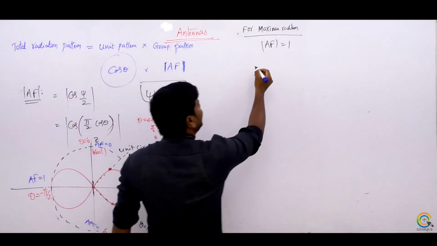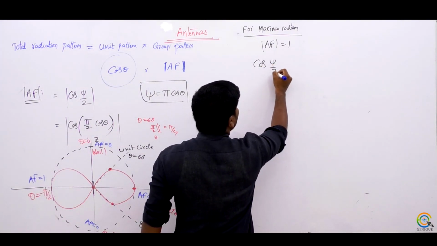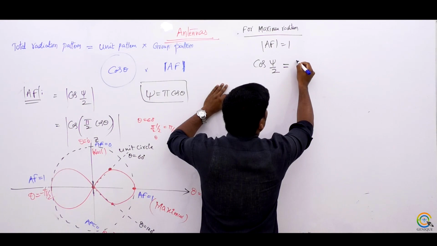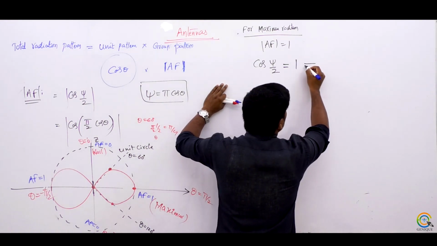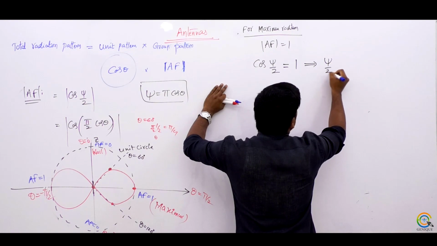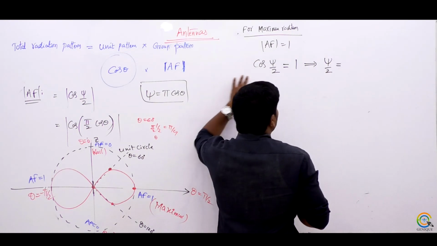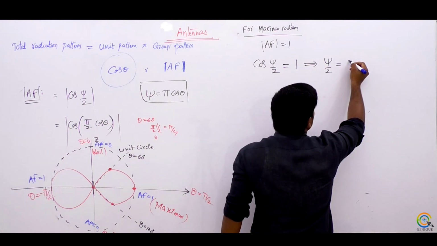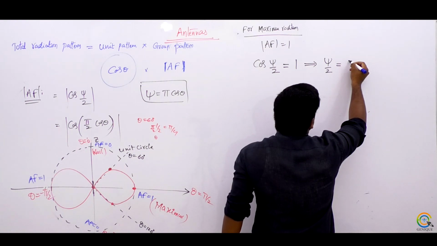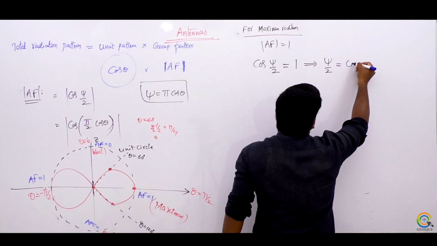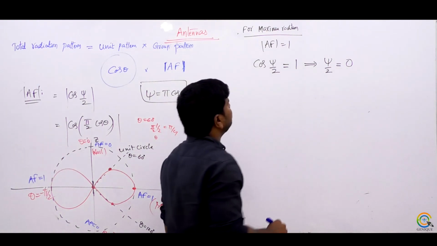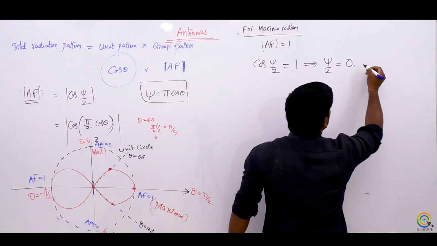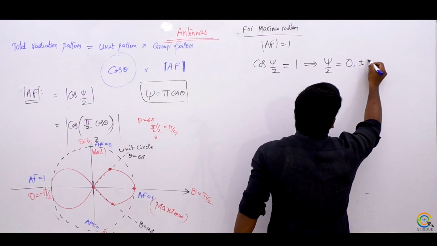What is this AF? AF is cos of psi by 2, the normalized array factor. This is equal to 1. For having this 1, psi by 2 must be equal to 0, comma, plus or minus 2 pi.